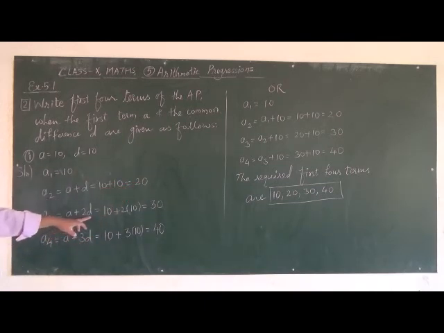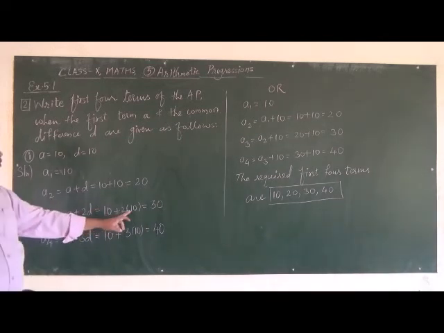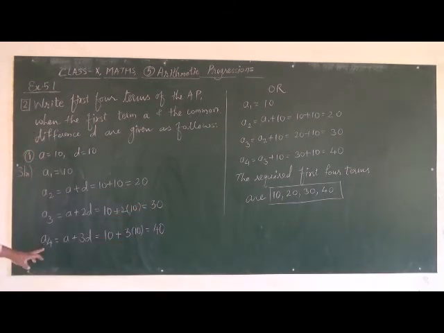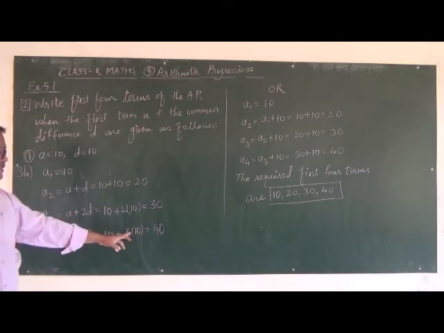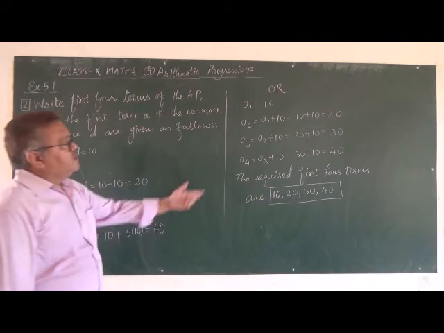A3 is A plus 2D. So 10 plus 2 into 10, that is 10 plus 20, which is 30. A4 is A plus 3D. That is 10 plus 3 into D, 10 plus 30 is 40. This is one method. Or you can have this method.